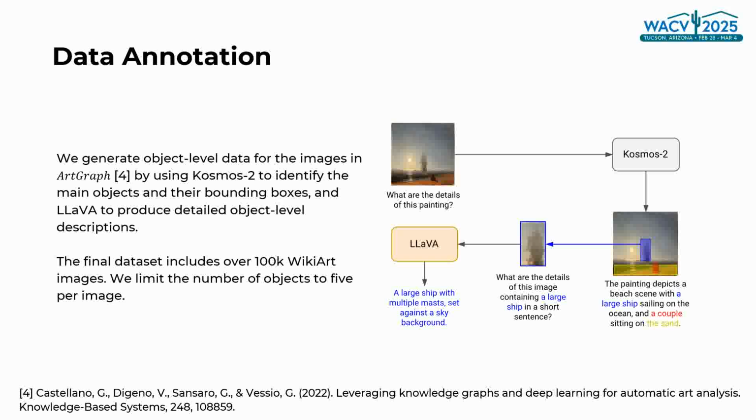We generate these automatically using Kosmos-2, a multimodal model that gives a general description of the image and identifies the main objects with bounding boxes. We then crop these regions and use LLaVA to provide detailed descriptions of each object. At the end of the process, we obtain annotations for more than 100,000 images.